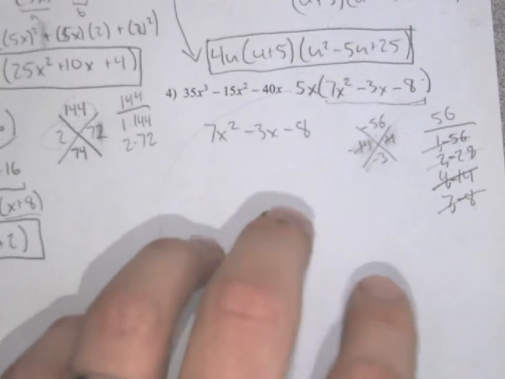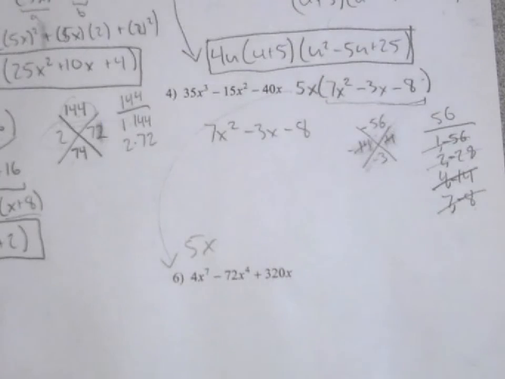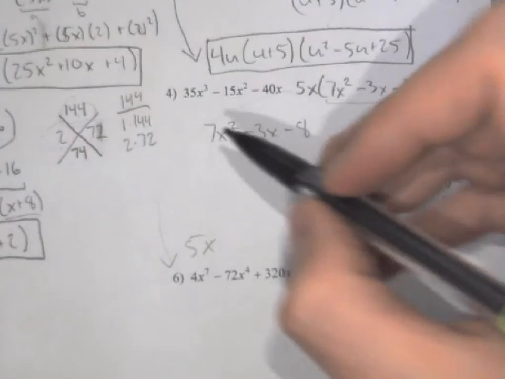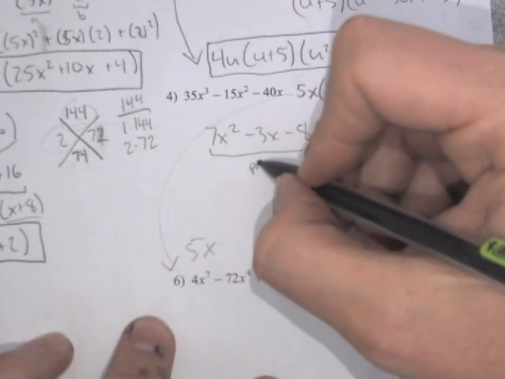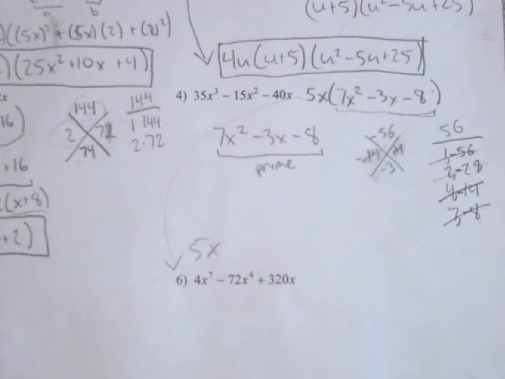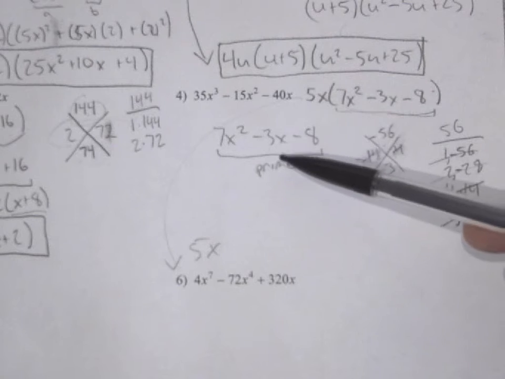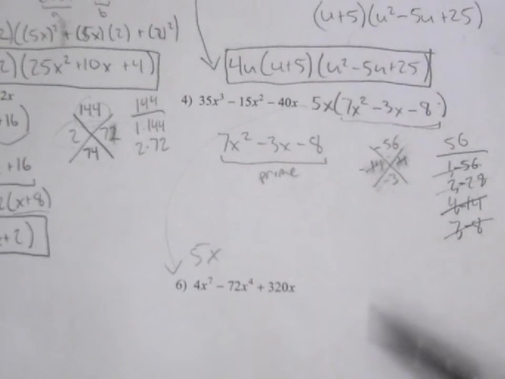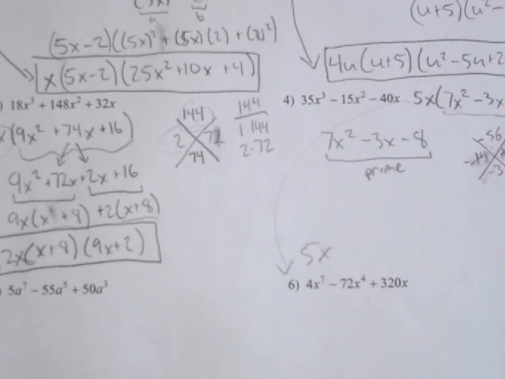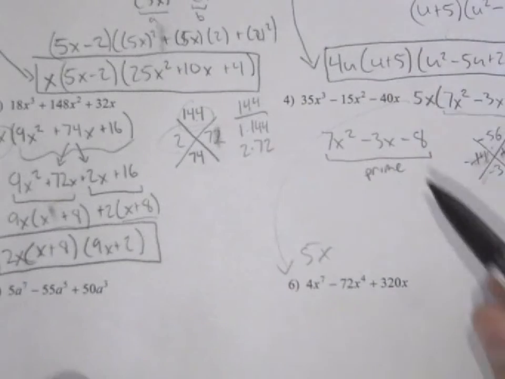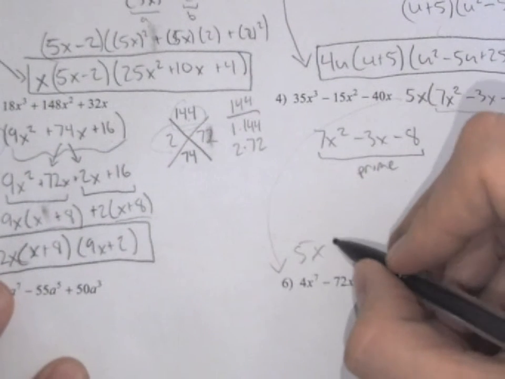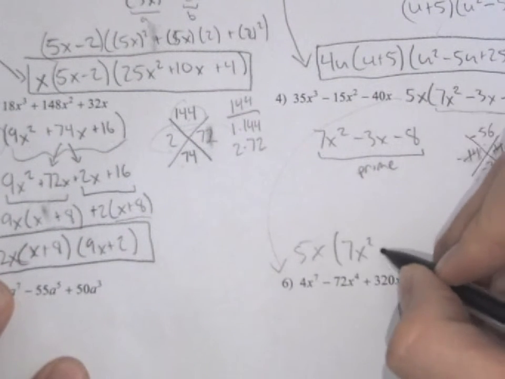So that's kind of weird, right? I look for all my factors of negative 56, and none of them will combine to give me a negative 3, and I've exhausted all my possibilities. What that means is that this guy right here is prime. In other words, it can't factor any further. If there are no factors of negative 56 that combine to give me negative 3, I can't split this term up like I did over here, and I can't factor it by grouping. So this trinomial is prime. That means it can't factor any further.